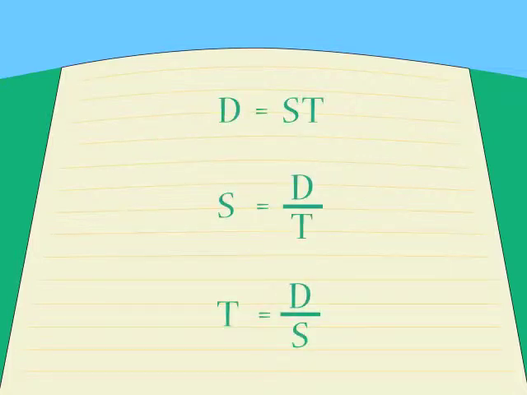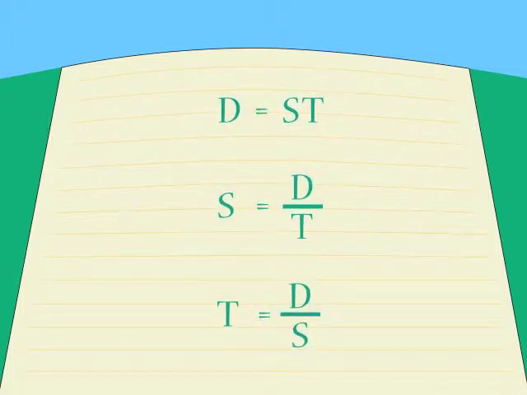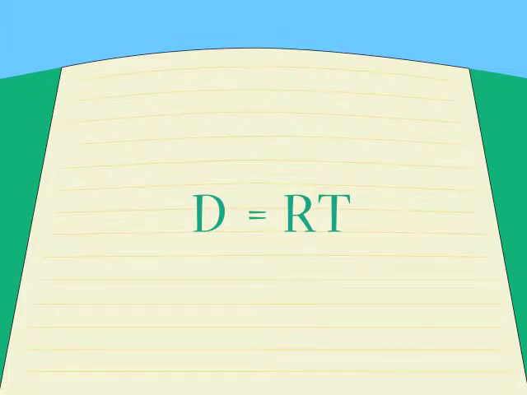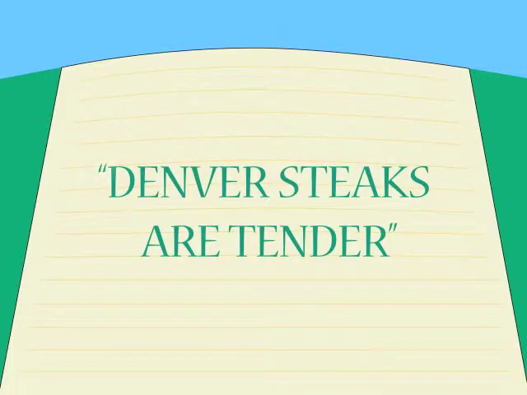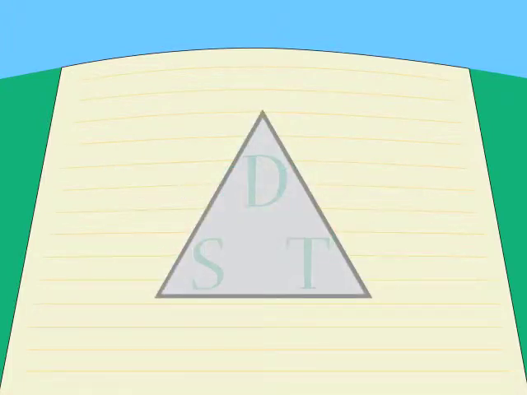3 formulas: for distance, for speed, and for time. Each shows the relationship of one variable to the other 2. Be aware that you may see these formulas with an r in place of the s. That stands for rate, which is the same as speed. d equals st. We might say something like, Denver steaks are tender, as a memory trick to help remember the formula.